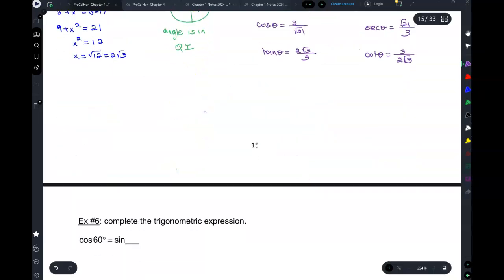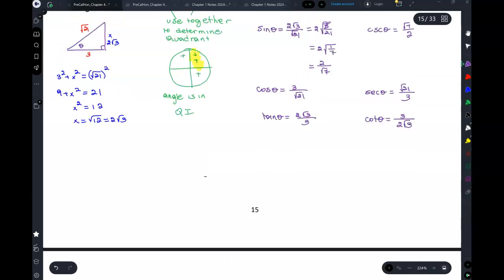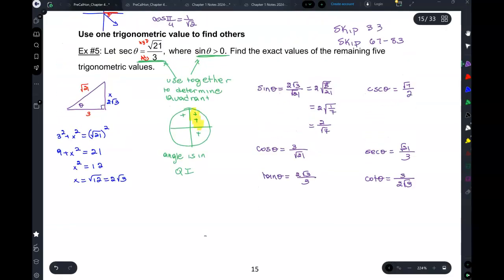Why does the quadrant matter? Because it was in the first quadrant, that means all of these have to be positive. Now suppose you are in this quadrant. In that quadrant, which one is positive? Tangent. So then everything else, you would have to make it a negative, right? Correct. But it can't be in that quadrant because, well, it's just not.